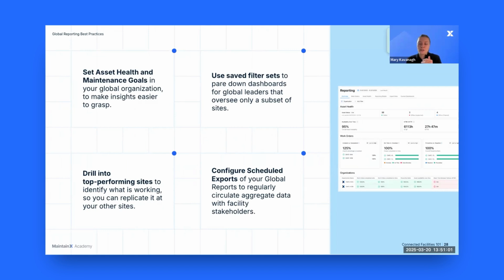So you can easily add filters just like you do at your regular sites to narrow down information and make it easily accessible for other people. You could have a saved filter per region, for example, so that regional leaders can go in and just see what they need to for their sites.